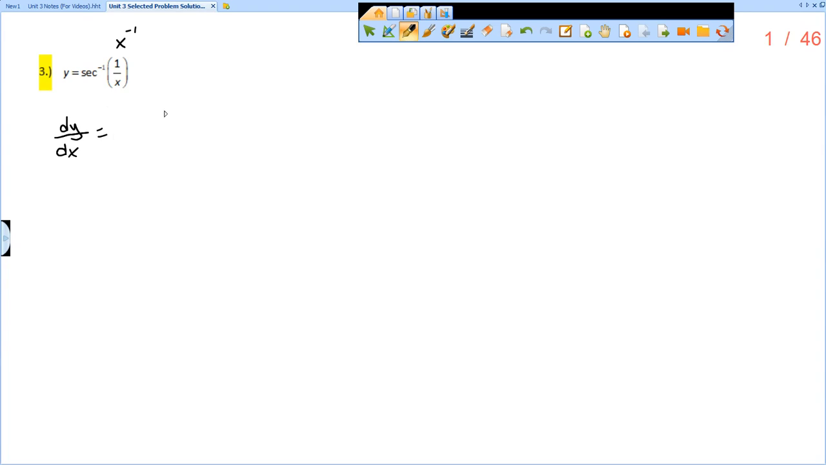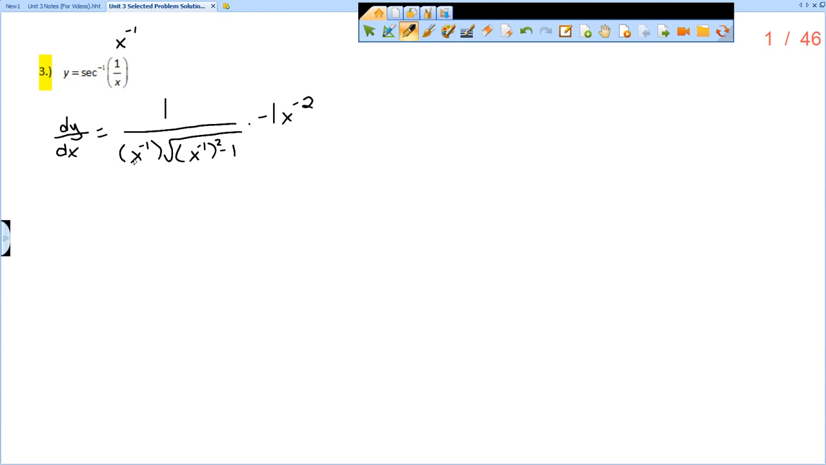Our rule, remember, is 1 divided by u times the square root of u squared minus 1. So u is x to the negative first, so I can put x to the negative first here, or 1 over x, and then times the derivative of x to the negative first, which would be negative 1 x to the negative second. Now we've got a little bit of work to do here.